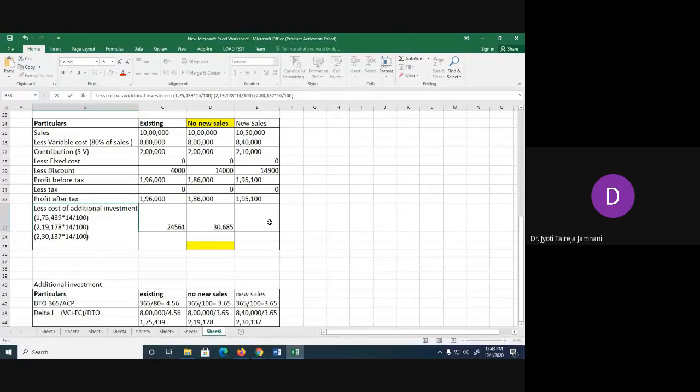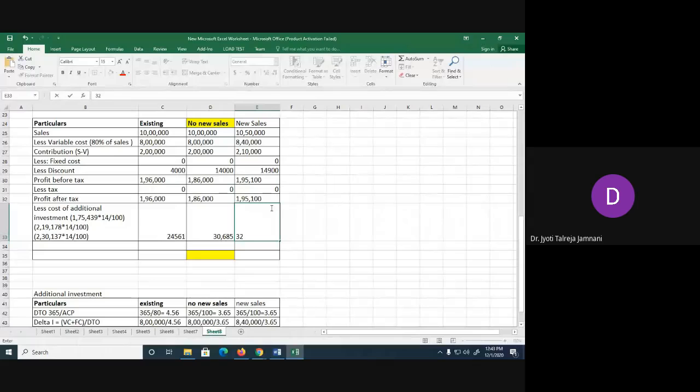$32,219. So here profit 1,96,000 minus 24,561, 1,71,439.